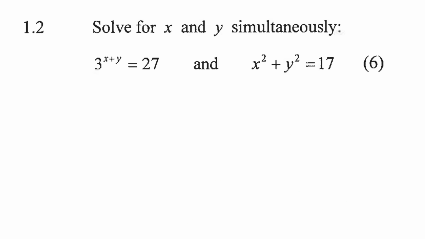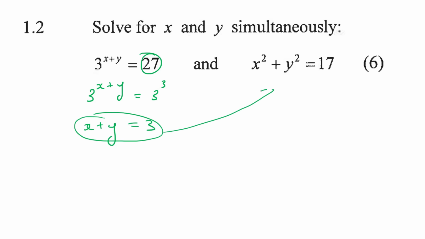Solve for x and y simultaneously. So what I think we can do is we can break this number to 3 to the power of 3. Because now we know from exponential equations that when these two are the same, you can ignore the base. So now we have x plus y equals 3.